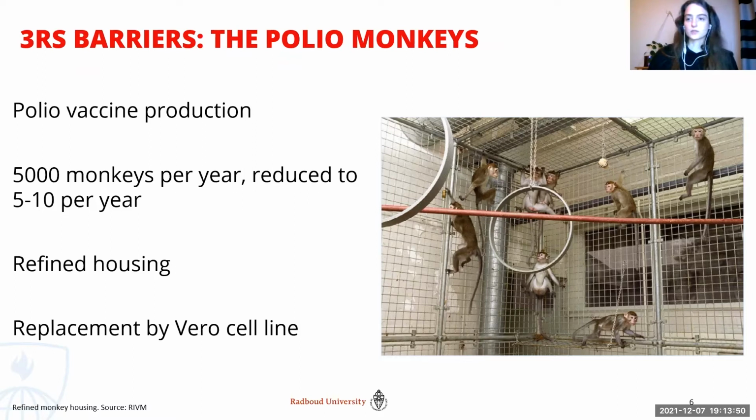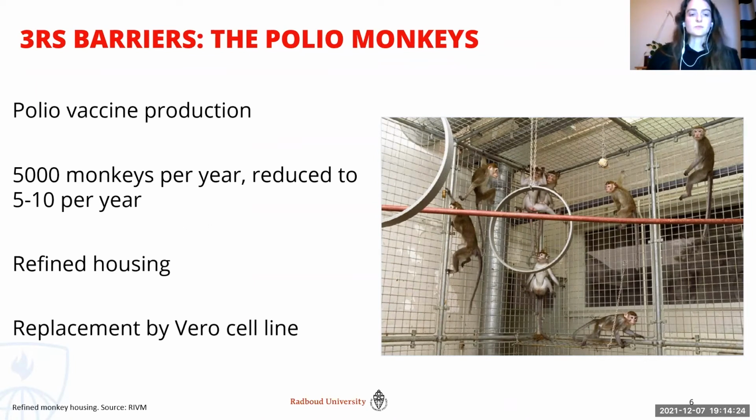So I assume you all know the polio vaccine. And there was a bit of a race to create the first polio vaccine in the first half of the 20th century, when there were more and more polio outbreaks everywhere, including in the Netherlands. So when there were finally vaccines available, of course, the Netherlands also wanted to vaccinate their children. And the RIVM, the National Institute for Public Health and Environment, where I did my research, was responsible for polio vaccine production in the Netherlands.